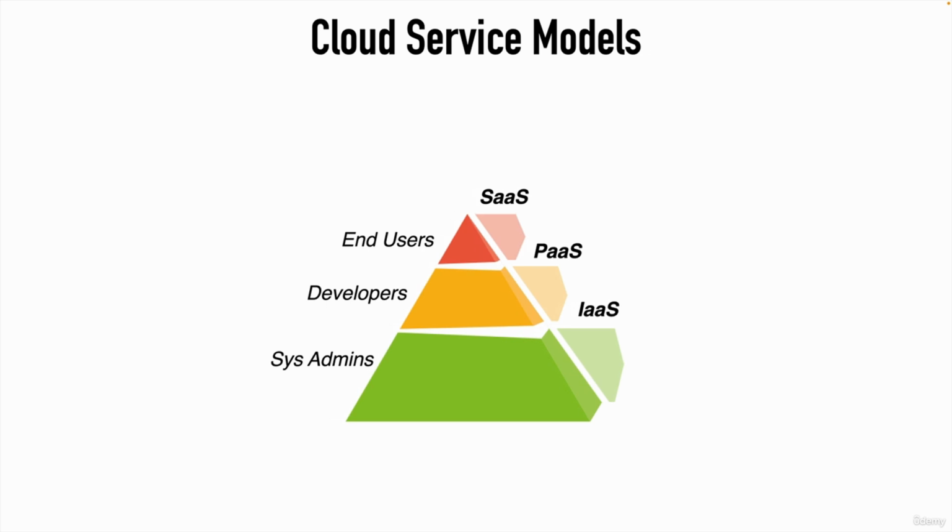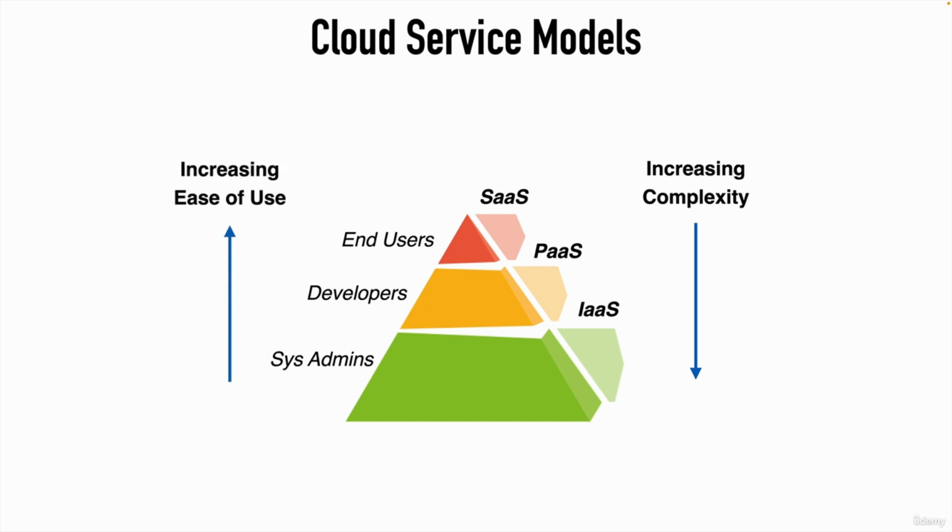Now, as we look at these services, as we move down from the top where we have SaaS to PaaS to IaaS, we have increasing complexity on the configuration side of things, meaning that we need skilled users towards the bottom of this pyramid as opposed to the end users at the top. So the end users are going to have less complexity when it comes to interacting with these solutions. You'll notice that we move from end users to developers down to system admins. And going the other way, we have the increasing ease of use from IaaS to PaaS to SaaS.